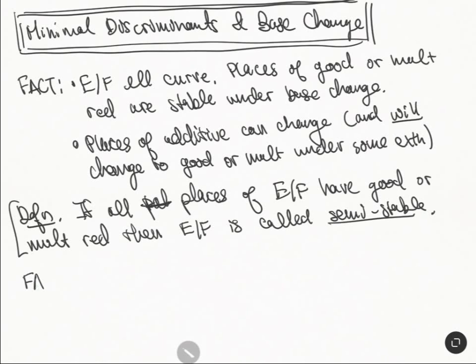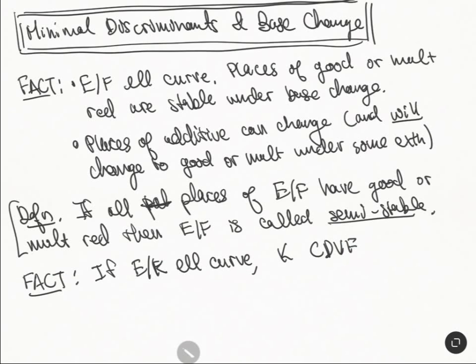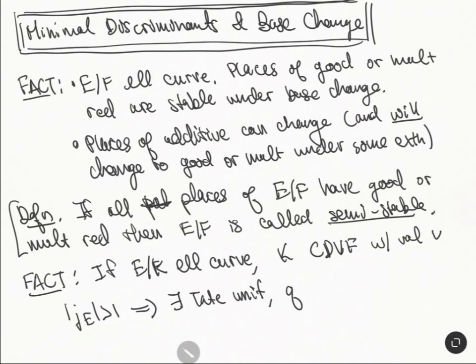Okay, so another fact that we will need is that if E is an elliptic curve over K, and K is a complete discrete valuation field with valuation V, and I'll write it as ord V, then the fact that the j-invariant is bigger than 1 means that there exists a Tate uniformization. So first of all, there exists a Tate parameter.